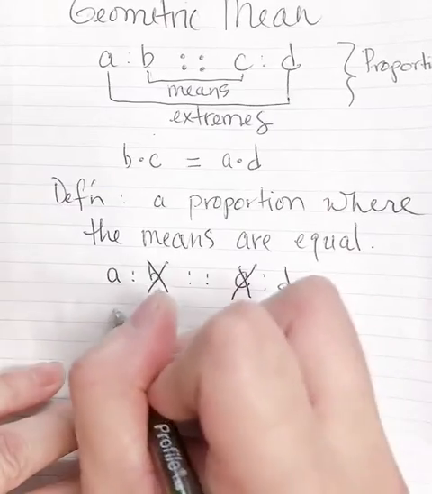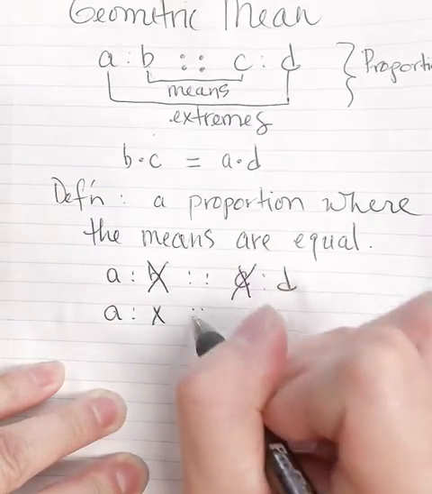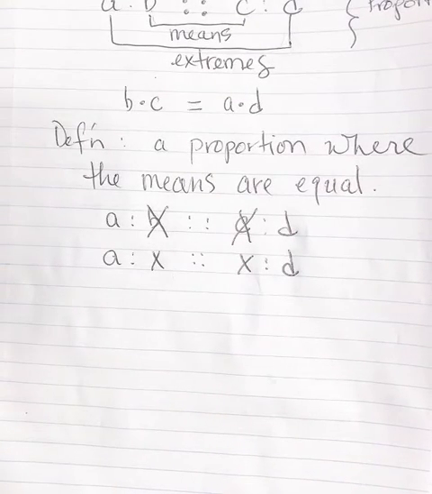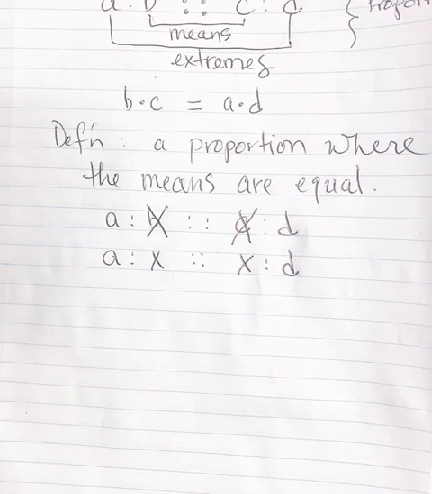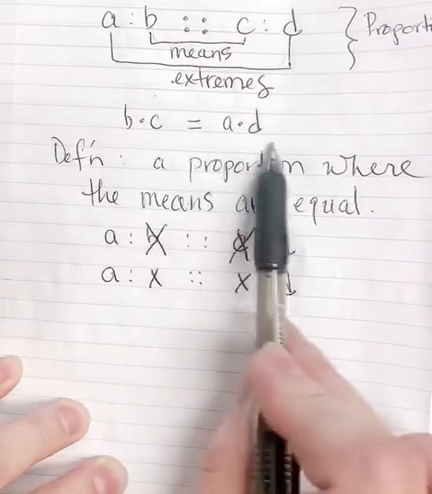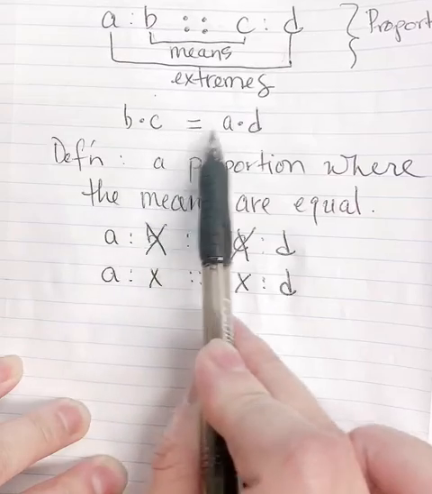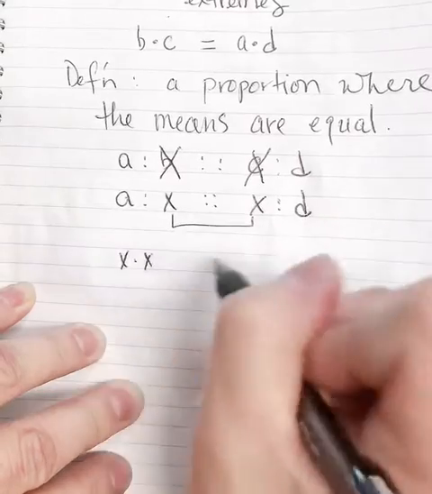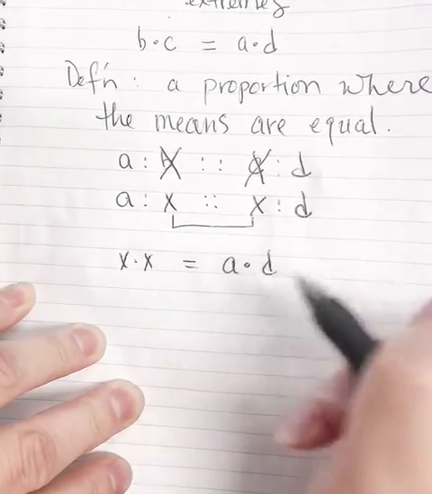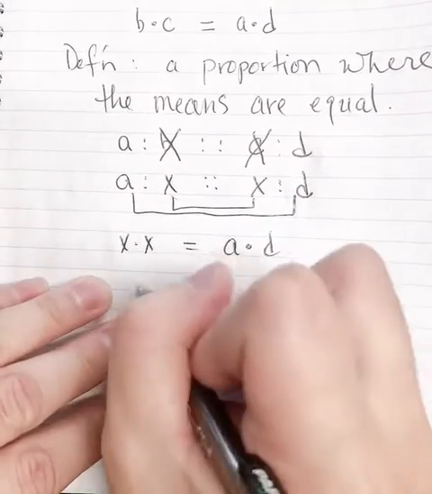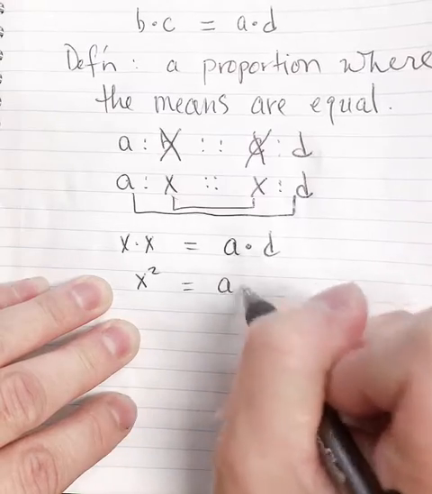So I can rewrite this as A to X, the same as X to D. I'm changing it to X because it's now the same value. So we're using the same variable to express that, right? And then I use the proportion property to say the product of the means is equal to the product of the extremes. If I do that, I will have X times X equal to A times D. So the product of the means equals the product of the extremes. And if you can see, this becomes X squared equals A times D.